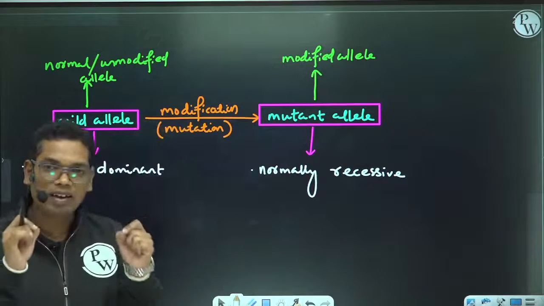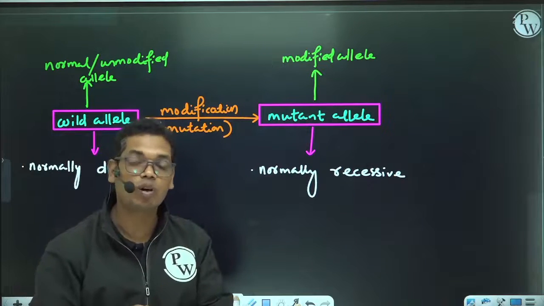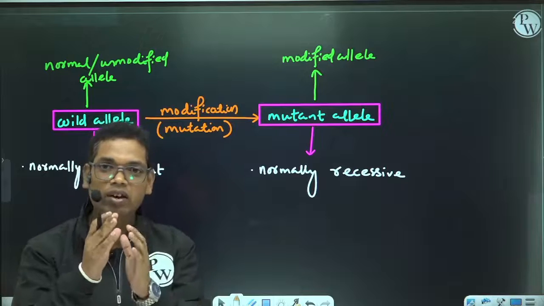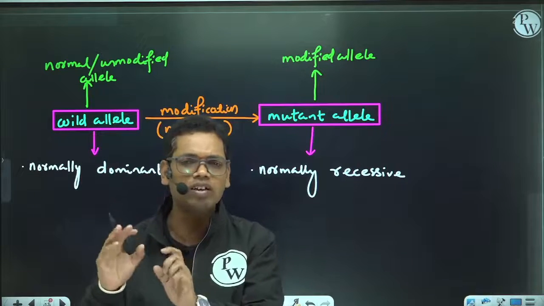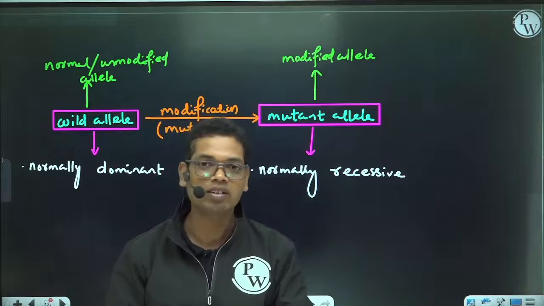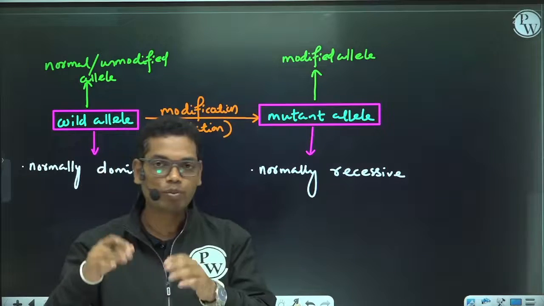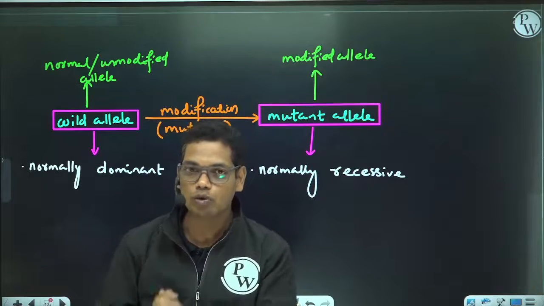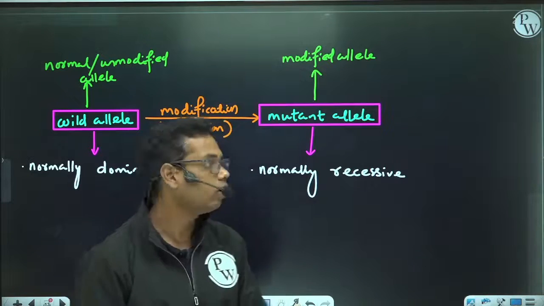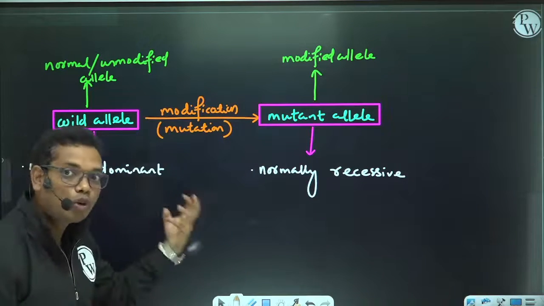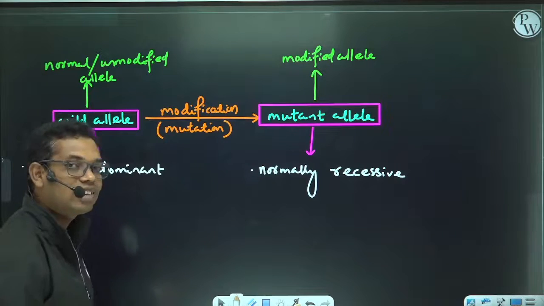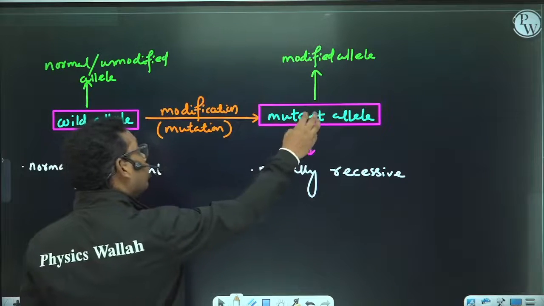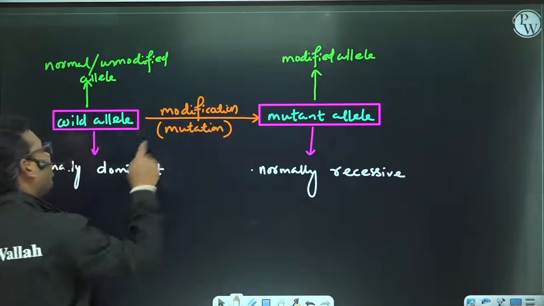I repeat, an allele is a different or alternative molecular form of a gene. When I say alternative molecular form of a gene, that means the DNA will have some little differences in its base pairs. They will be called alleles, and the alleles are present on the chromosome, and the position of the alleles or the genes on a chromosome is called the locus. If an allele is more common in a population, that is the wild allele, and if it is less common in a population, that is the recessive allele, the mutant allele. And this mutant allele is formed due to mutation or modification in the wild allele.